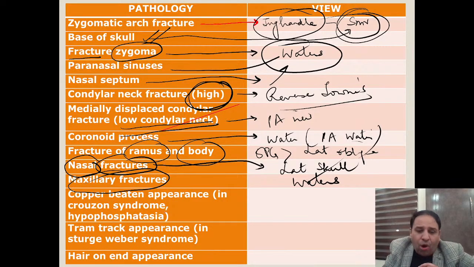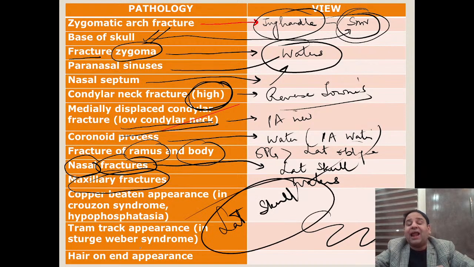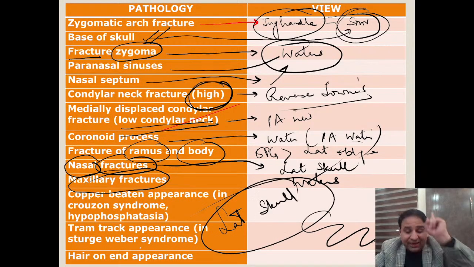And all these appearances, copper beaten appearance in Crouzon syndrome. If you remember, tram track appearance or tram line calcifications, right? All these are seen in lateral skull. Tram track appearance or tram line calcifications are seen in Sturge-Weber syndrome. Copper beaten appearance is mainly seen in Crouzon syndrome.